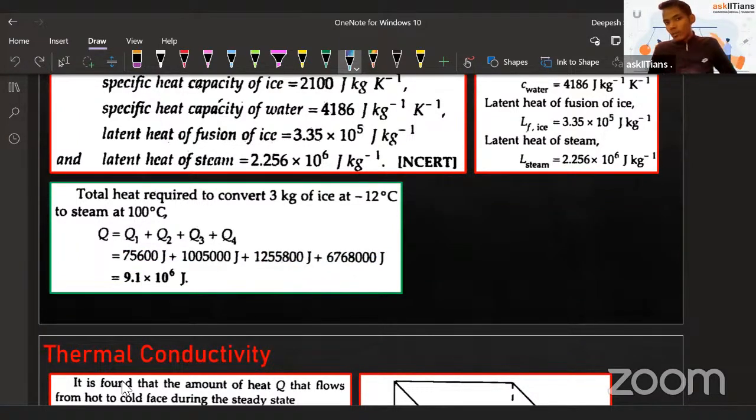Now this question will not come in your exam, of course, but we have made multiple segments of the question, and any one part can be there and it can be very easily done.